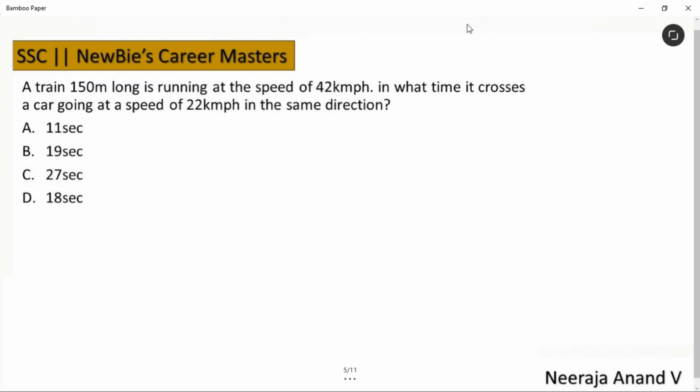The object length is negligible, but the object is not stationary. The first pattern is the object is stationary and also the length is negligible. Okay. The second pattern is the object is stationary and the length is not negligible. Am I clear? The third pattern is the object is not stationary and the length is negligible.